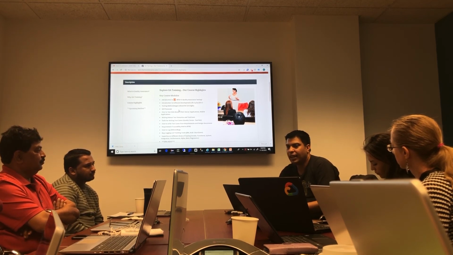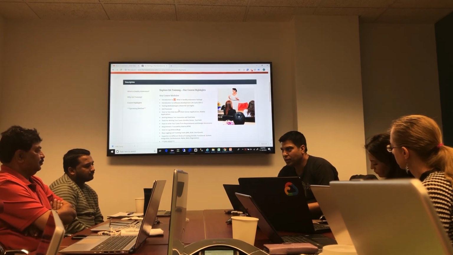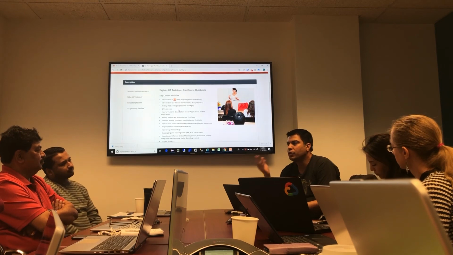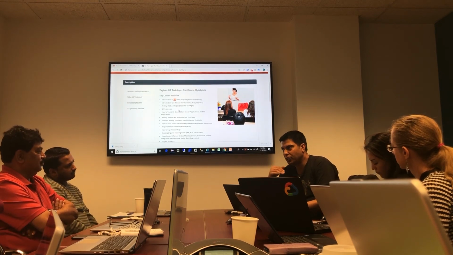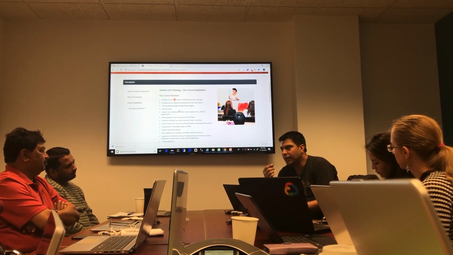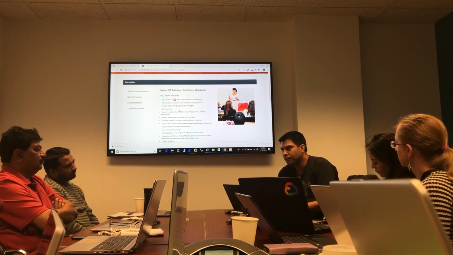What I have seen, and again this is not a rule, is that government organizations are still using waterfall or slowly moving towards agile. But all private companies and small startups are all agile.